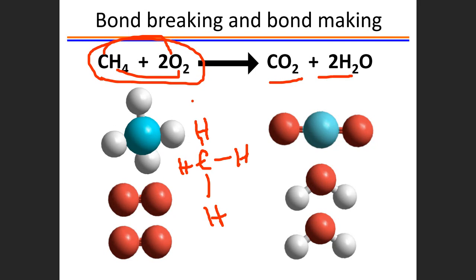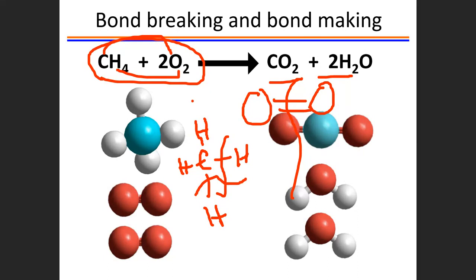This oxygen is also bonded like that, correct? So we have to first break this bond, and then when this bond is broken, they will try to find a new bond to become satisfied or happy, with an octet, correct? So this is called bond breaking and bond making.